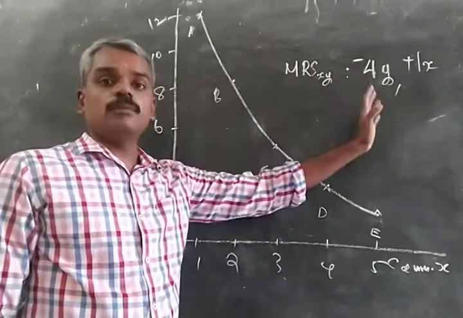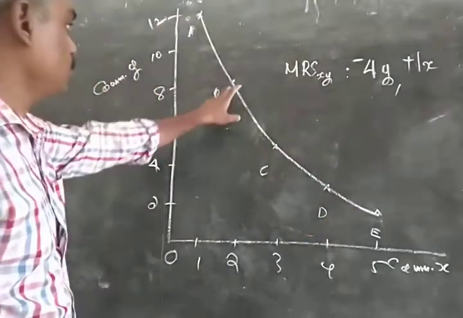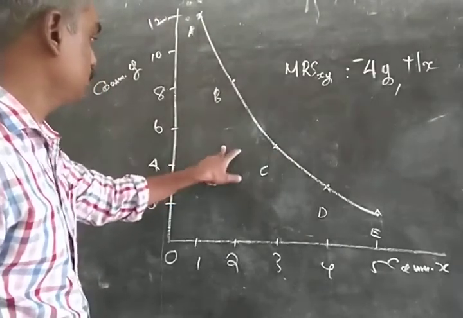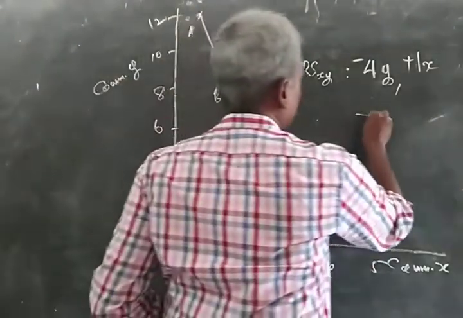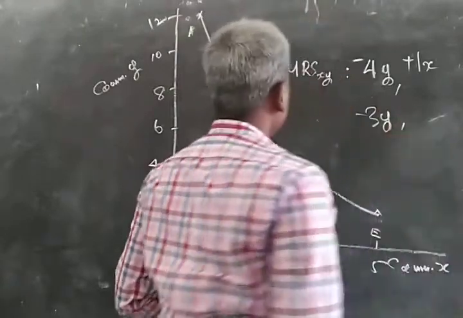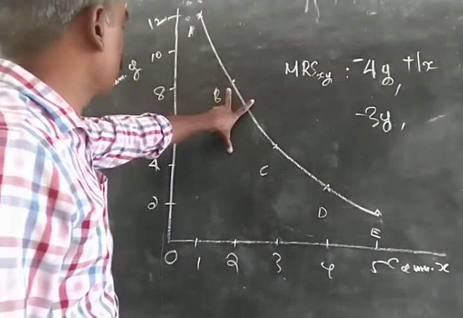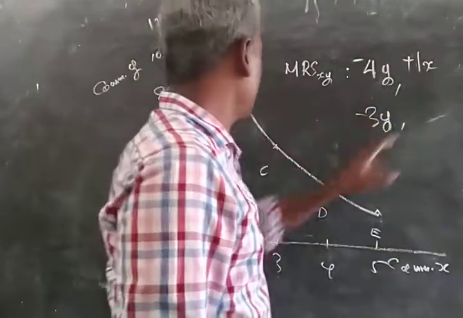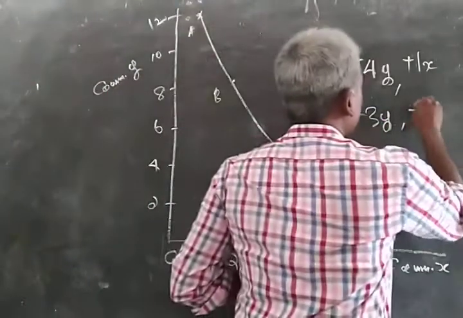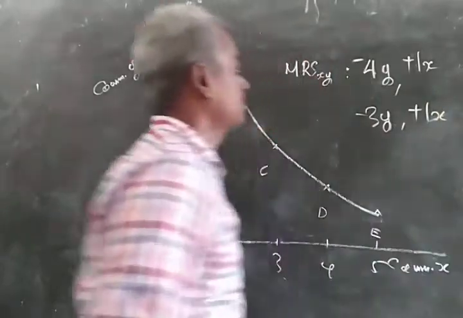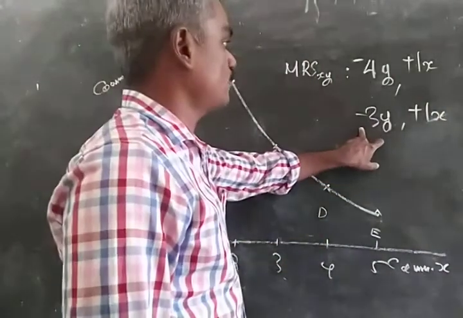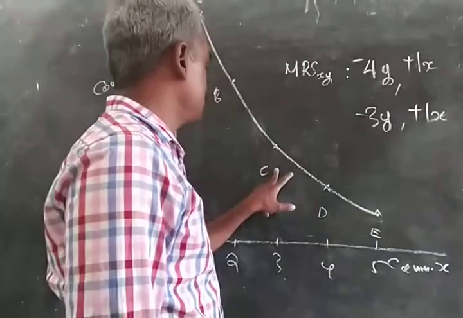But he is at the same level of satisfaction. Now, when he moves from B to C, he gives up 3 units of y. 8 minus 5 is 3. And what is his gain? He is gaining 1x. So this is the marginal rate of substitution of x for y at point C.